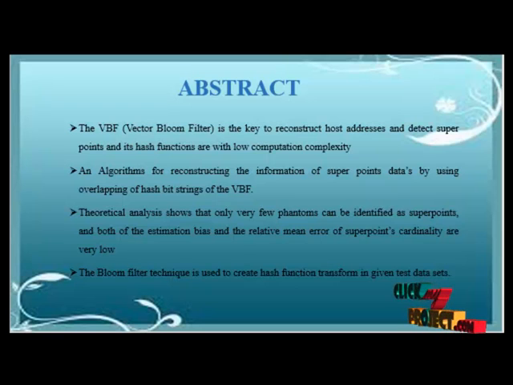The VBF consists of 6 hash functions. The corresponding value, respectively the information of the superpoints, is obtained by using the overlapping of the hash bit strings of the VBF. The superpoints can be divided into super sources and super destinations. Finding the super destination is the analog of finding the super source. The proposed algorithm is described only for identifying the super source.